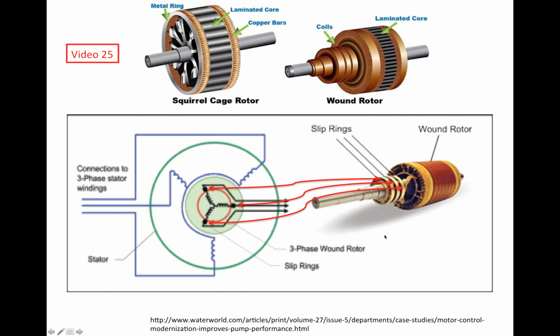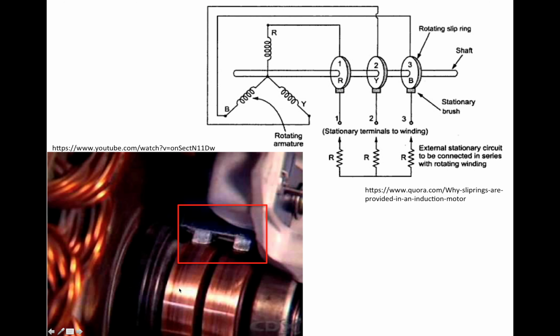So as the rotor rotates, these are the slip rings now. This is a close-up picture of the slip rings. As the rotor rotates, the slip rings also rotate with the shaft. So how do we actually connect those rotor windings with the stationary external circuit?